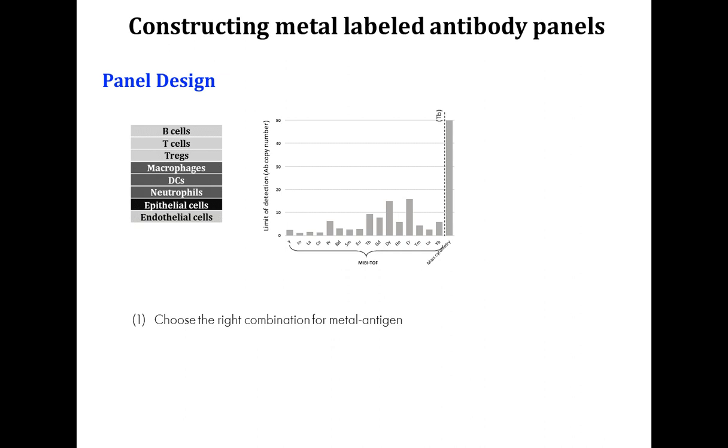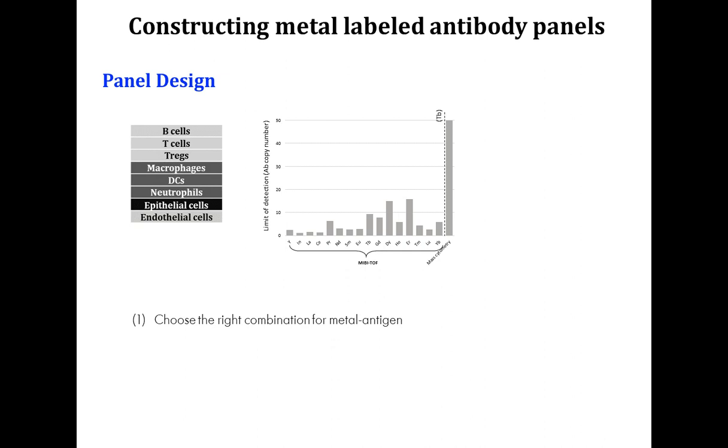Moving forward, after the initial quality control procedure, we can proceed with constructing the metal-labeled antibody panel. And how is this done? We first assign the appropriate metal to the antigen such that the proposed markers will accurately define each population of interest. A few considerations should be taken into account during this step.